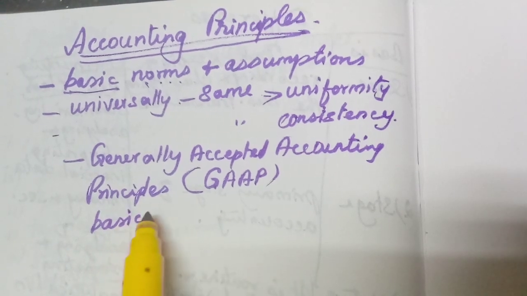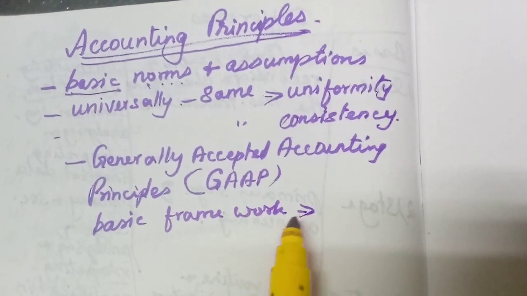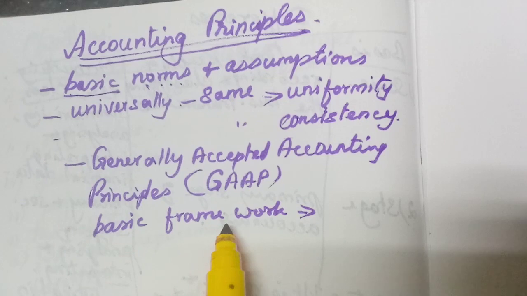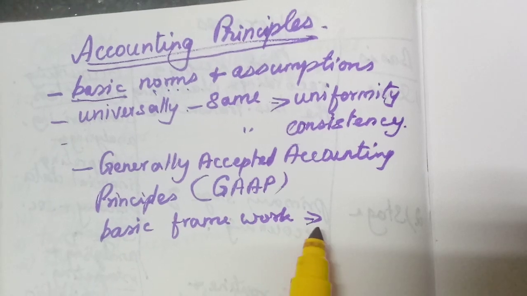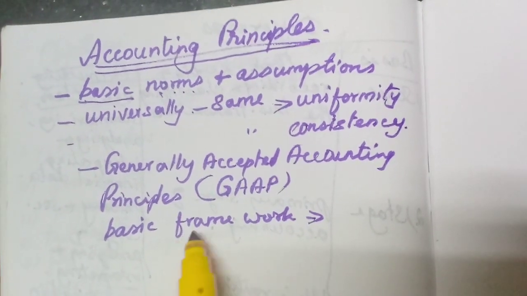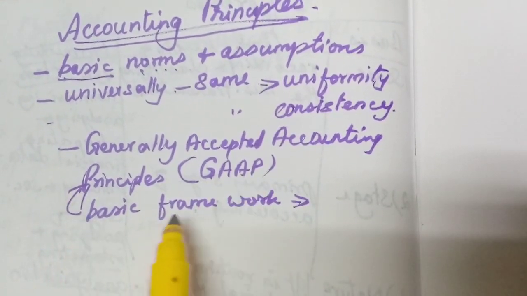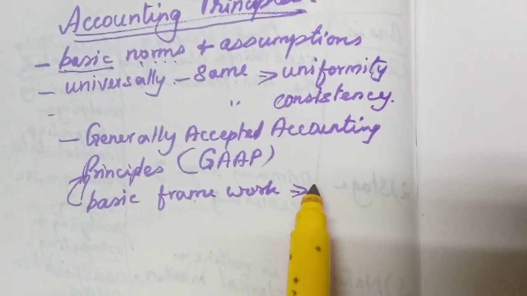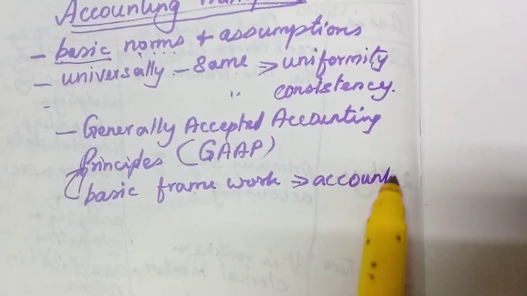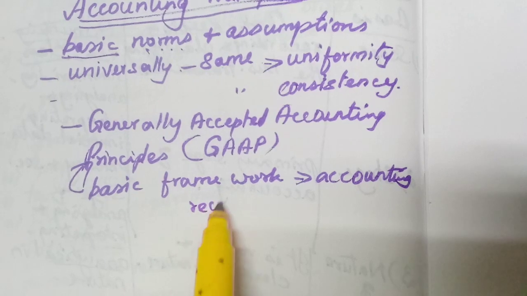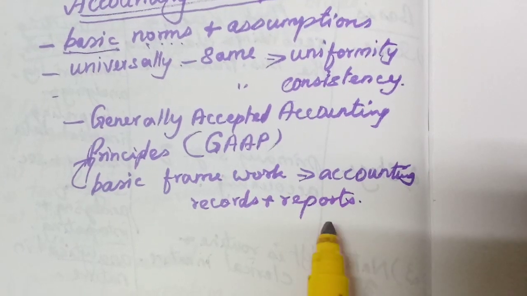That is what the lesson name is, isn't it? Basic framework. We have seen a photo with a frame, isn't it? The same example I said yesterday also. Within that framework, we keep the photo. In the same way, what is the framework here? These accounting principles. So within this framework, we prepare the accounting records and reports. Then only it gives full meaning.